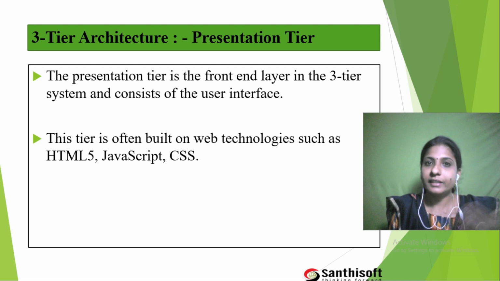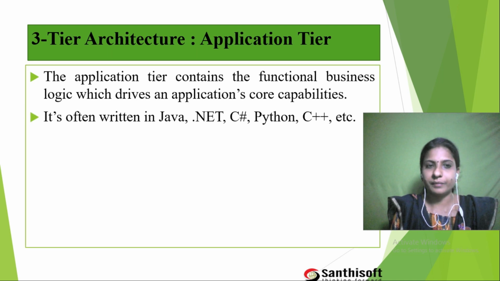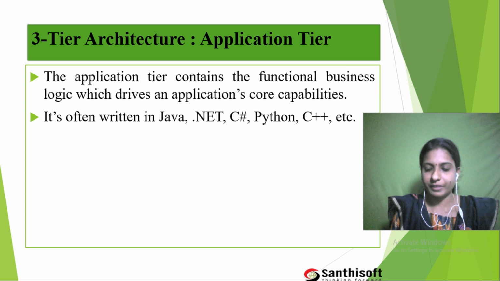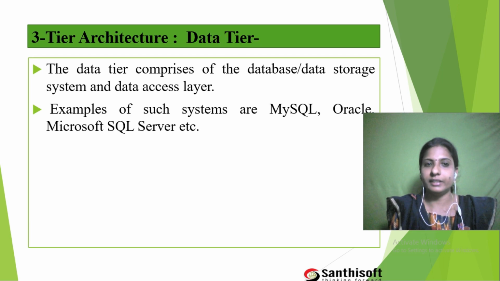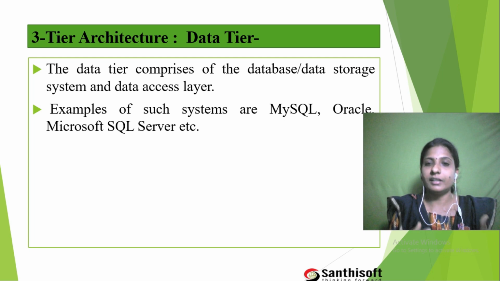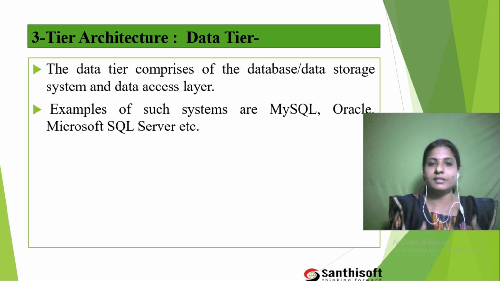Okay, and the next one is the application tier. The application tier contains the functional business logic. It is often written in Java, .NET, C# or Python, etc. This is the application tier. And the data tier consists of the database or data storage system. We can write the database code in MySQL. You can use MySQL, Oracle or Microsoft SQL Server, etc. This is the data tier.